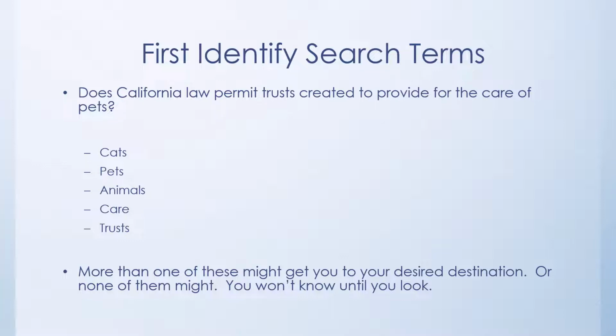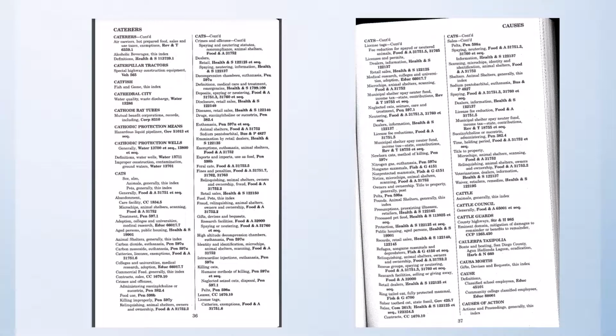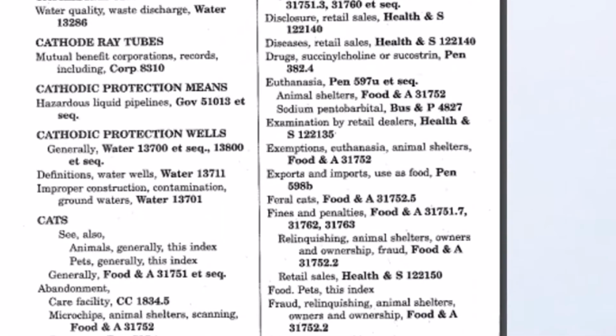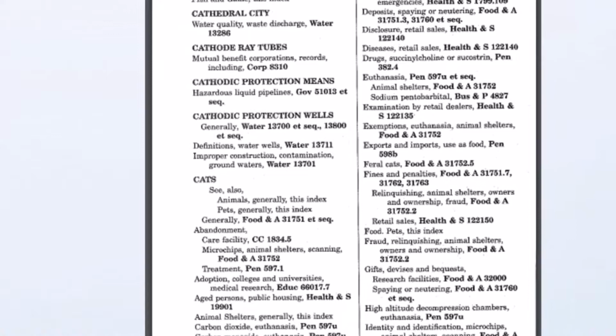There's more than one way to find something in an index, and any one or more of these might get you to your destination, or none of them might work, in which case you need to think of other search terms or use a different approach. Let's look up cat, pet, and trust to see how we would do with those. These two pages include the entire cat heading in the index. You see the headings are capitalized and bolded. So this first page starts with the end of caterers and then goes to caterpillar tractors, then catfish, then cathedral city, and so forth until we get to cats.